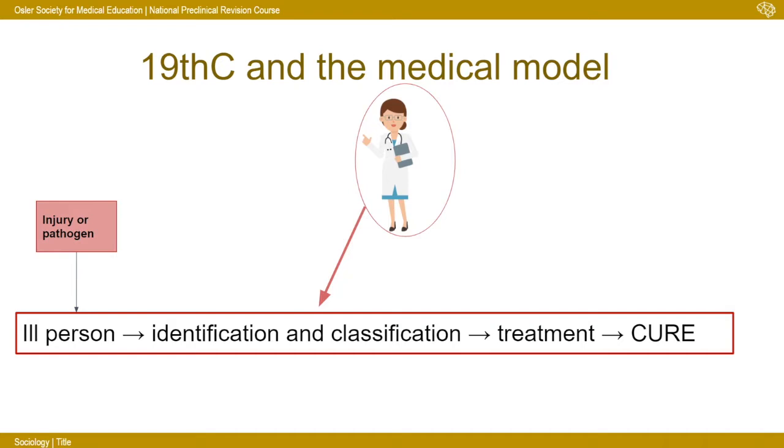So what is the medical model? The medical model is a model whereby illness and health are very clearly defined. Illness is a deviation from the healthy state. Illness would be caused by an injury or a pathogen, so that would make you ill. The healthcare professionals would then be responsible for identifying and classifying the pathogen or injury which caused this. So that would be a very objective process. And then you would just give treatment, and most likely this would cure the patient.